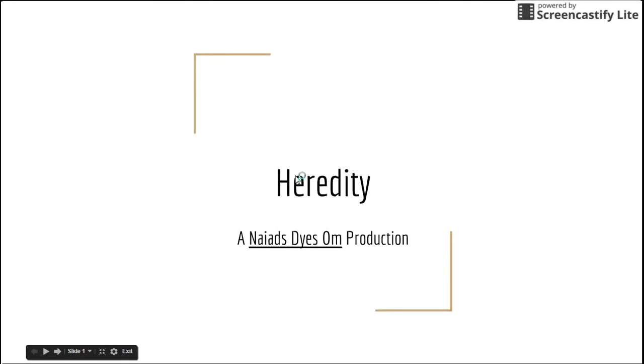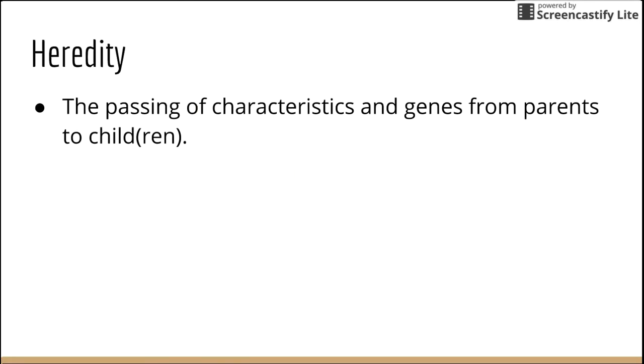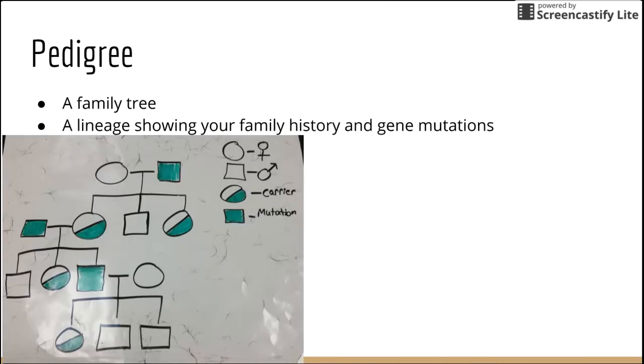Today we are going to be talking about heredity. Heredity is passing on characteristics and genes from parents to child. You can see how heredity works with a pedigree. A pedigree is a lot like a family tree, a lineage showing your family history and gene mutation.